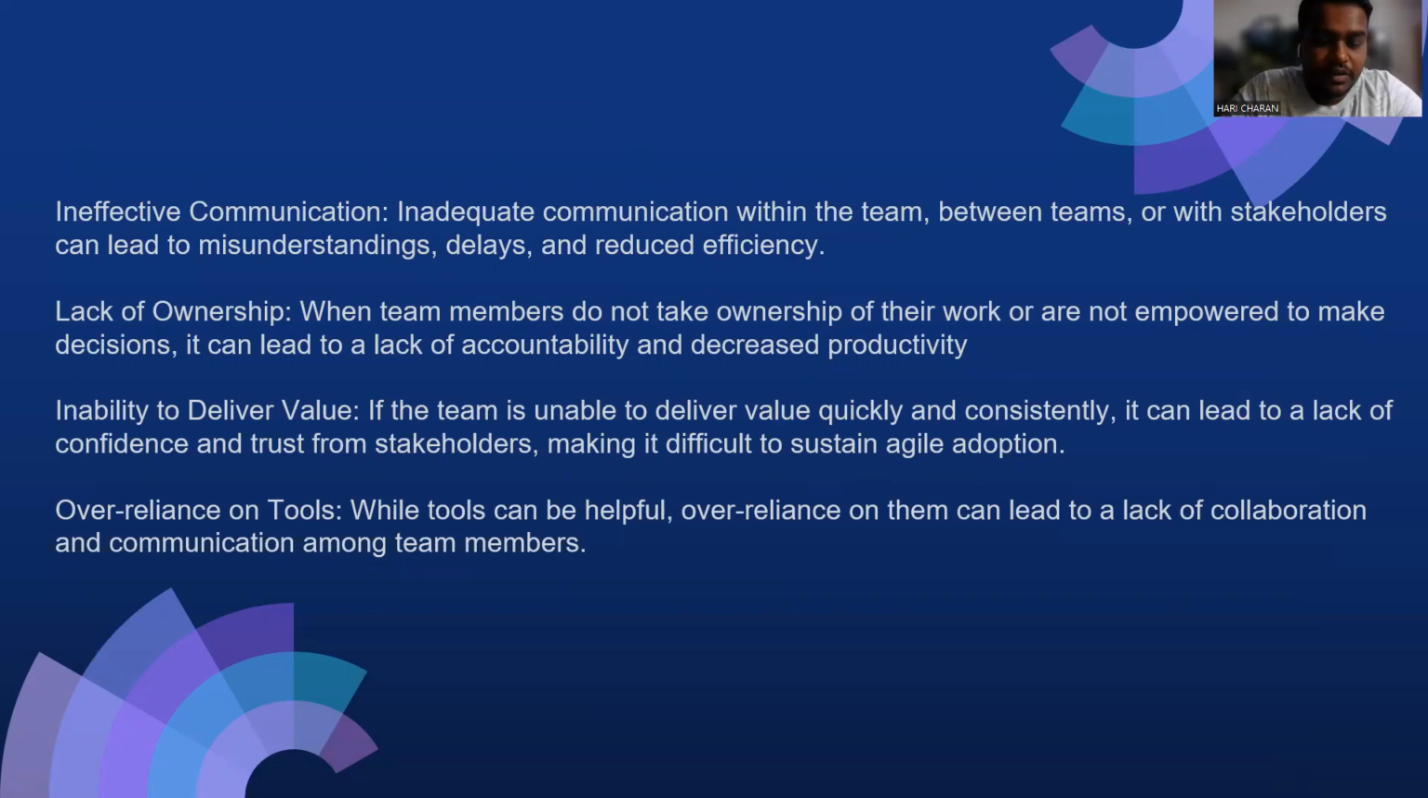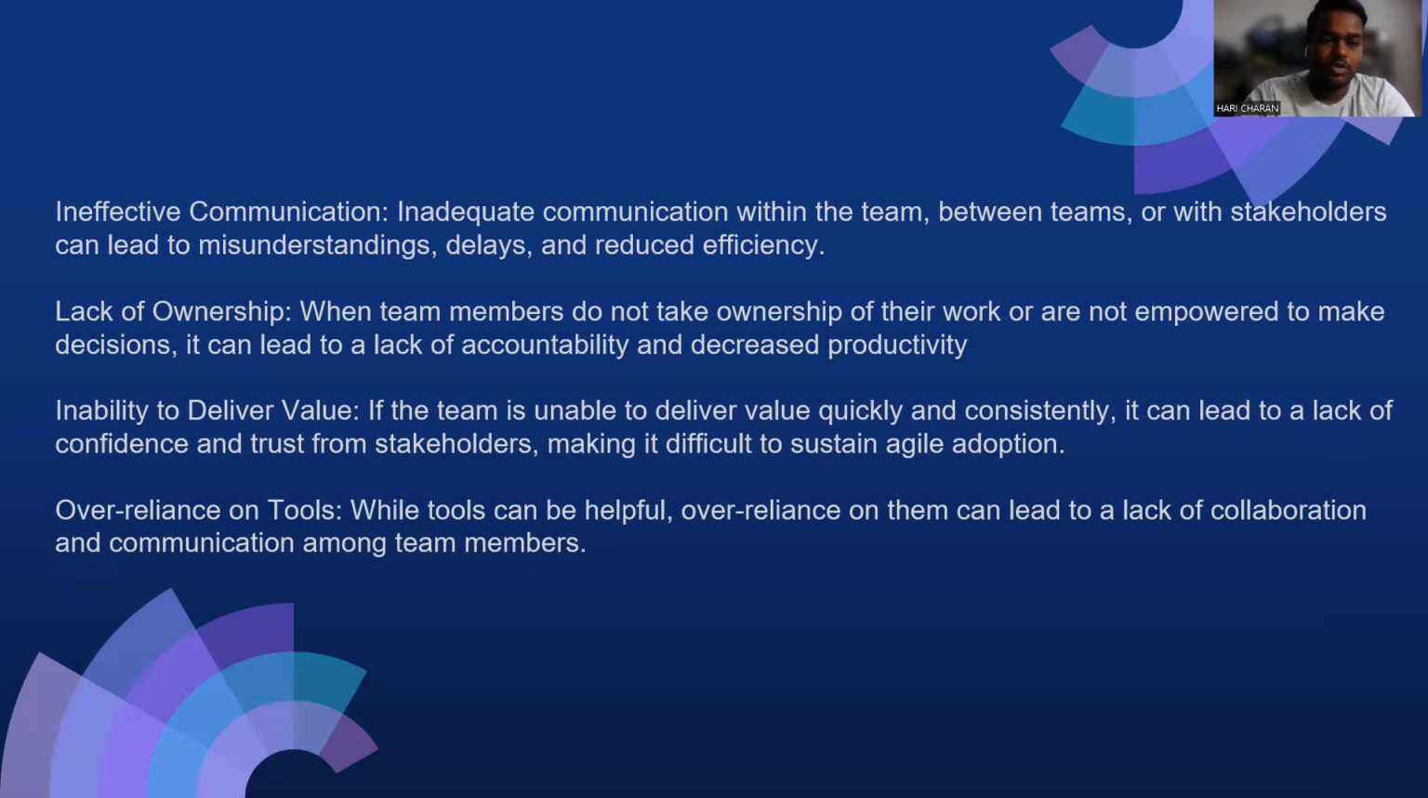So this is the other one, and we'll go for the next one, inability to deliver value. Inability to deliver value is nothing but if we are not able to deliver the product in a sufficient or given time. It happens when the employees do not have proper communication, or if the implementation fails. Inability to deliver value plays a major role in the agile model, where if the team is unable to deliver value quickly or consistently, it can lead to a lack of confidence and trust from the stakeholders.